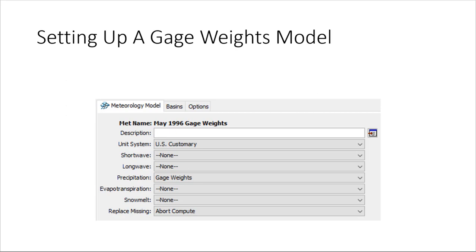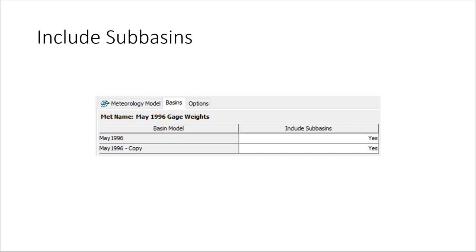First, as always, create a new meteorologic model by selecting one of the options in the Components menu. Then, in the Met Model Component Editor, select the Gage Weights method for precipitation. This step is often forgotten, but what it does is tell the Met model which subbasin elements are going to be controlled. Switch to the Basins tab of the Met Model Editor.